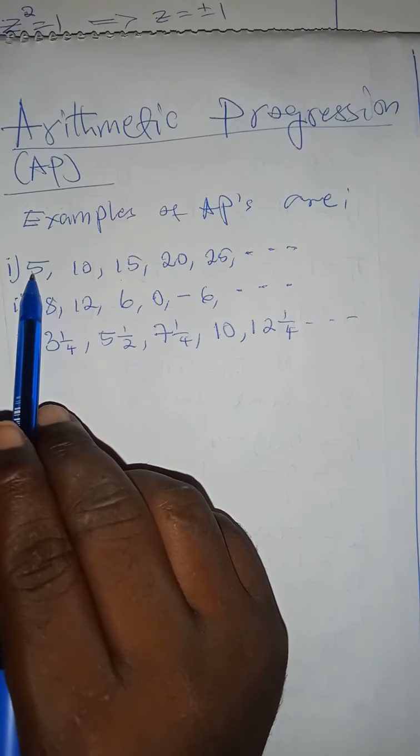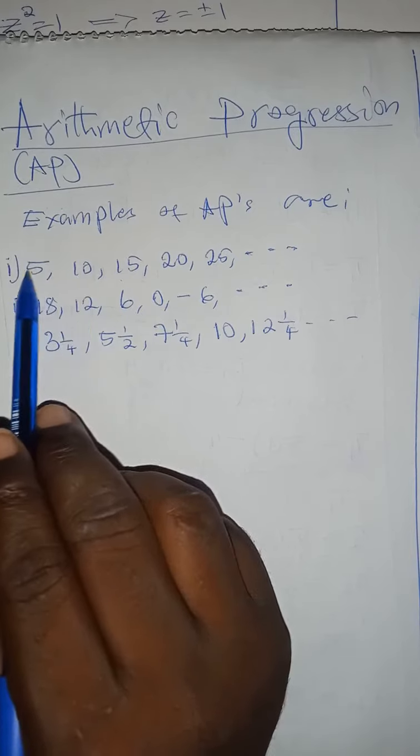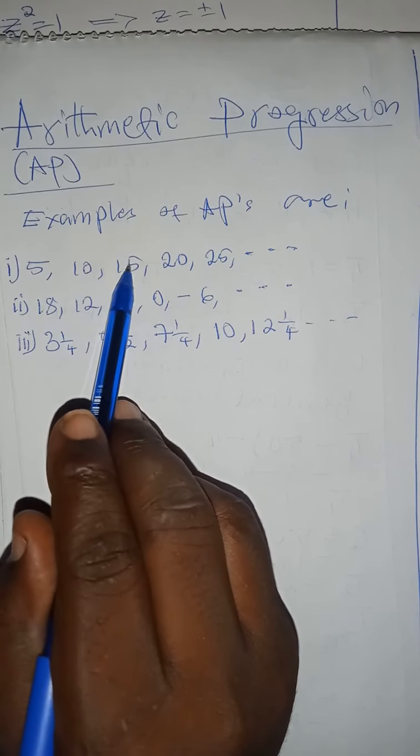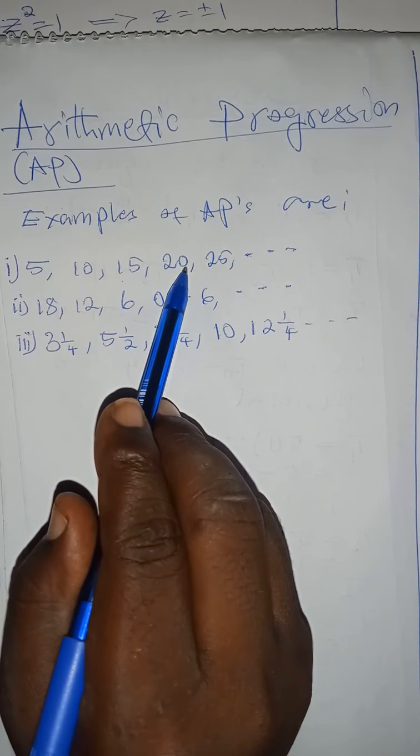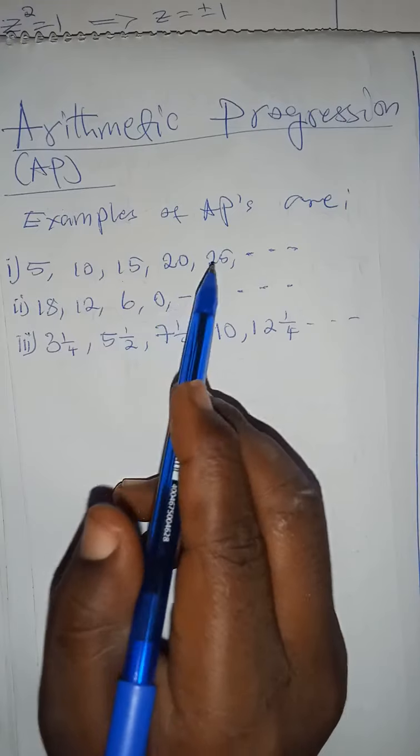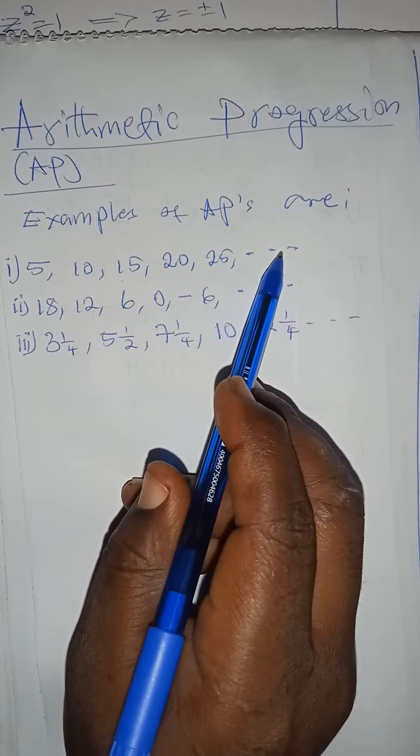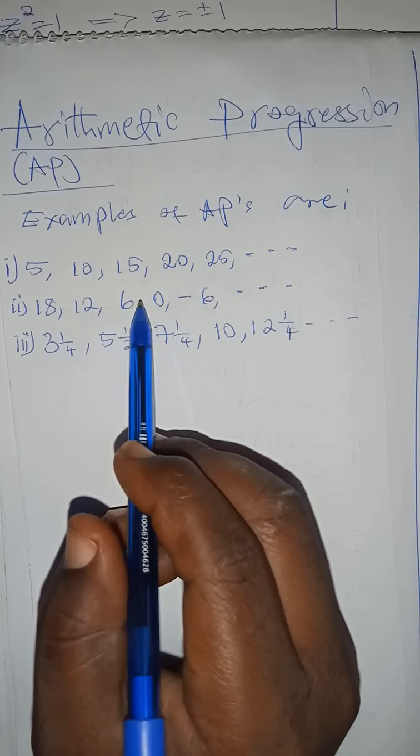So you see, this is a term, the next term after it is 10, and the difference between them is 5. The next term after 10 is 15, the difference between them is 5. The next term after 15 is 20, and the difference between them is what? 5, and so on. So you can predict the next term. So this is an example of an arithmetic progression.